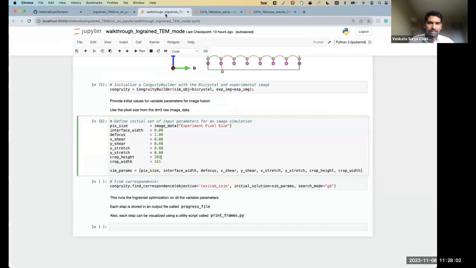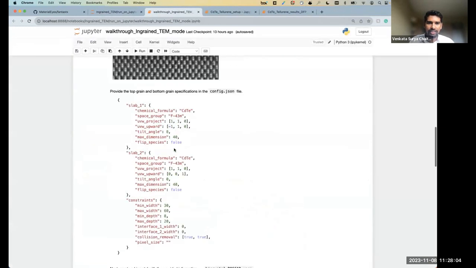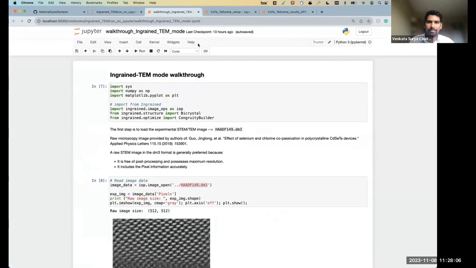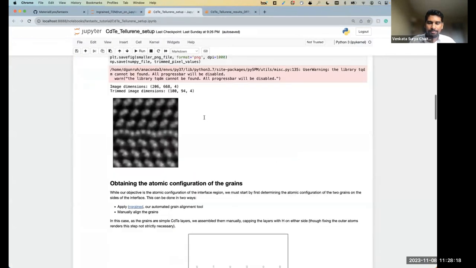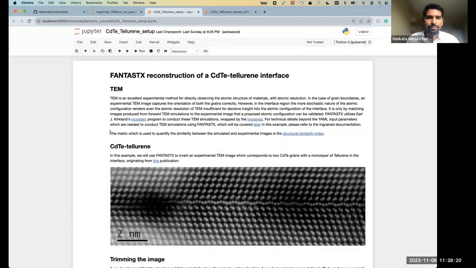So yeah, this is the walkthrough of the Ingrained code. Please let me know if you have any questions. If not, I'll continue with the FANTASTX notebook.